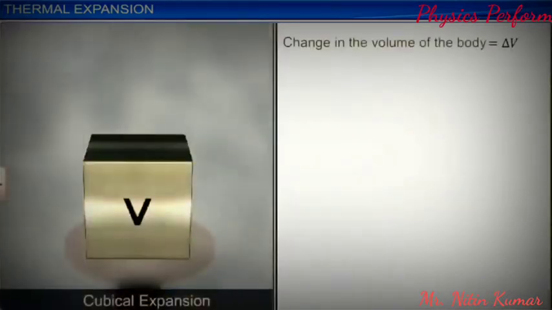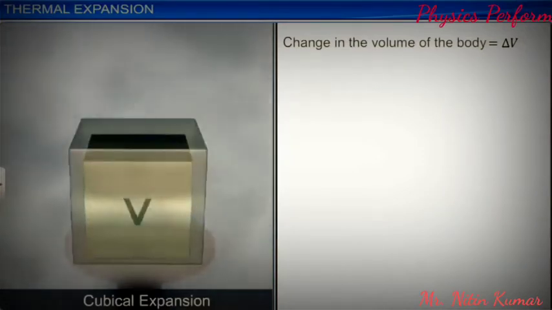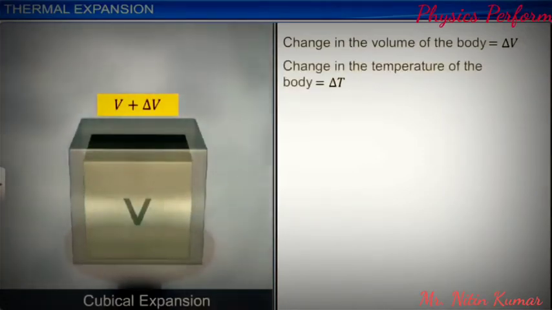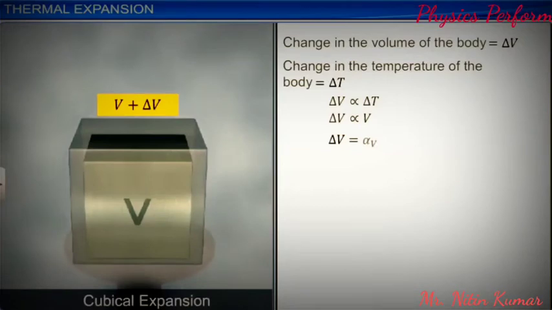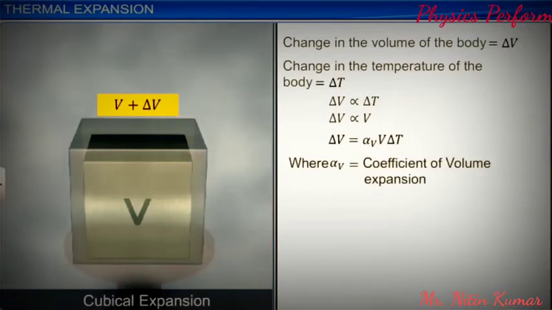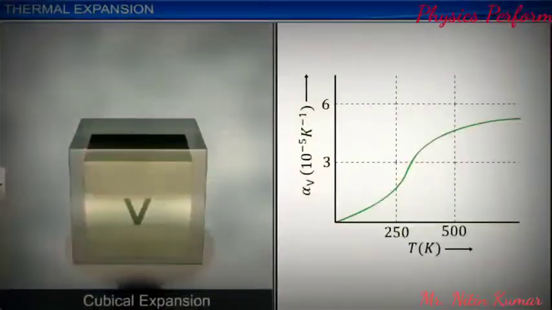If the volume of a solid body is V and delta V is the change in volume for a change of temperature delta T, then delta V is equal to alpha V into delta T, where alpha V is called the coefficient of volume expansion. Though the coefficient of expansion is a characteristic of the substance, its value depends on its temperature.